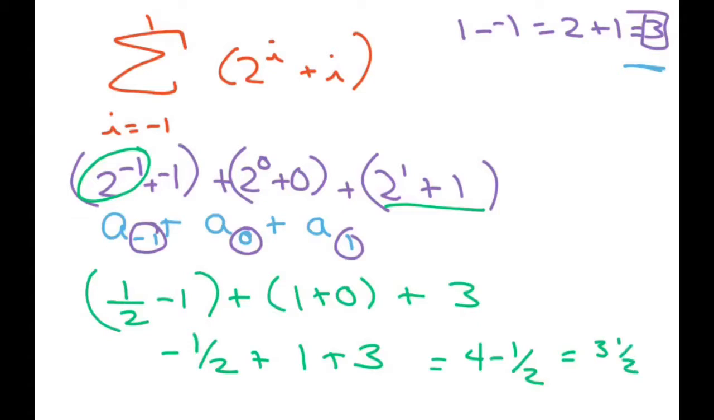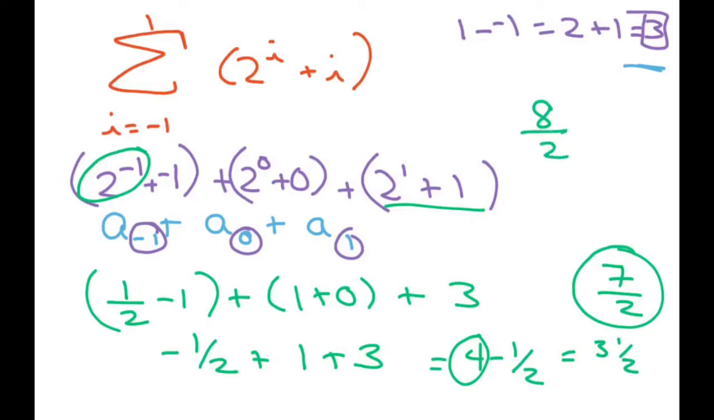Or you can multiply that and make it an improper fraction. So I said 3 times 2 is 6 plus 1, and I got 7/2. Or you could have just taken the 4 and made that 8 over 2. 8 over 2 minus 1/2 would have given you your 7/2.